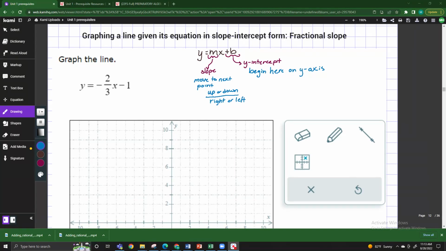Now, b, I always think of as standing for begin. So the b is the y-intercept, and it's where we begin here on the y-axis. So if it's a negative, we'd start at a negative value. If it's a positive, we'll start at a positive value.